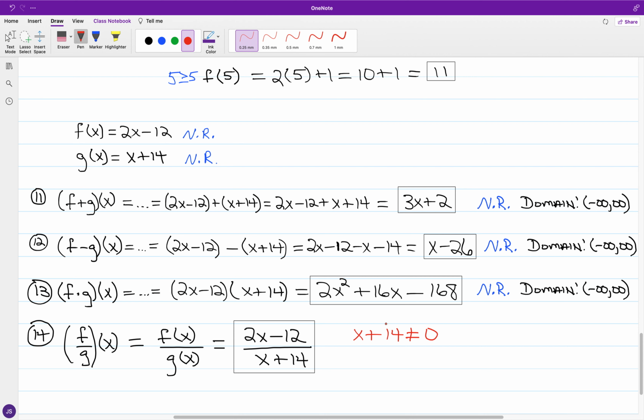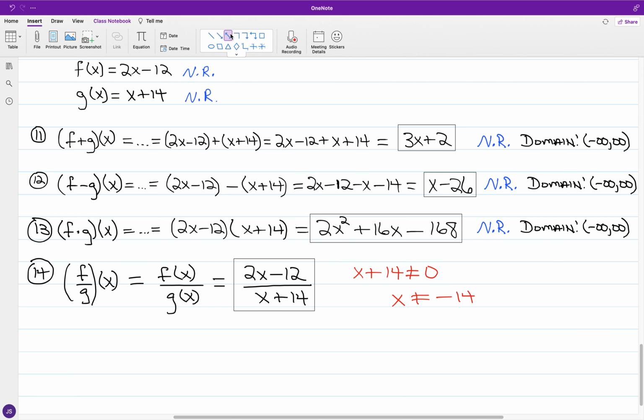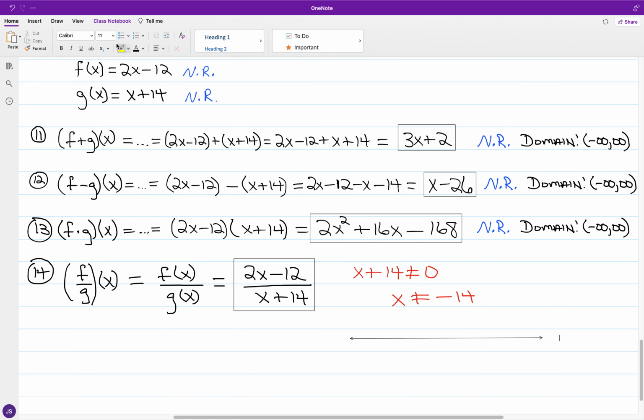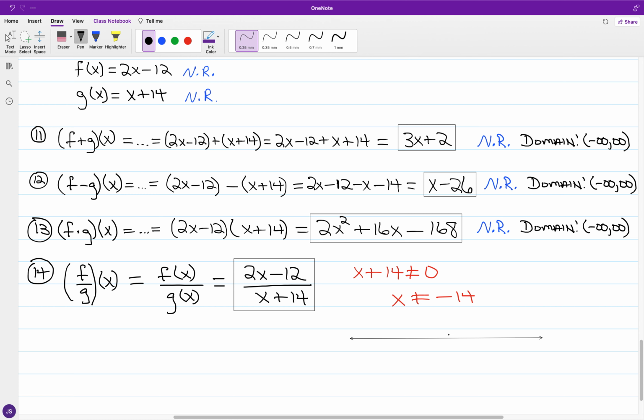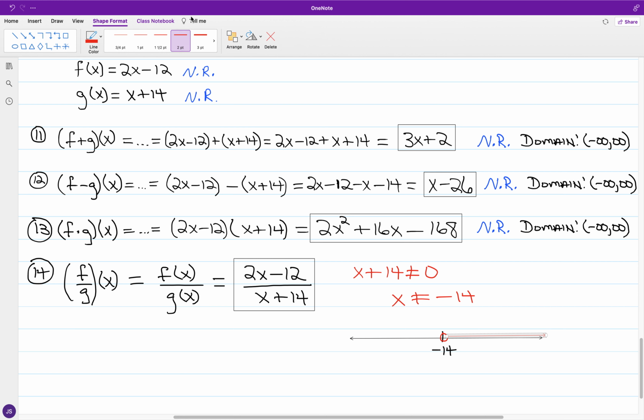Okay, and so in this case, if x plus 14 cannot be 0, we have that x cannot be negative 14. And with negative 14 excluded, you're not going to have the set of all real numbers for the domain. Okay, and you'll have values of x around, but not including negative 14.